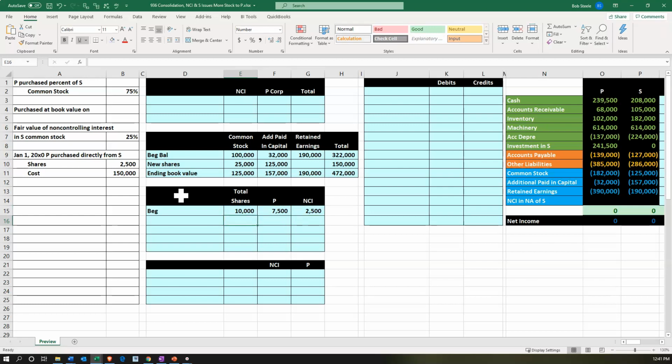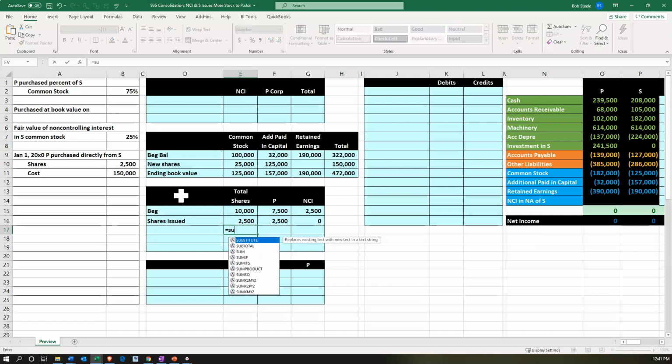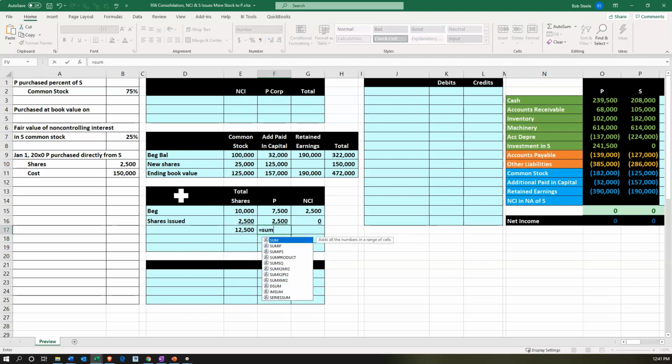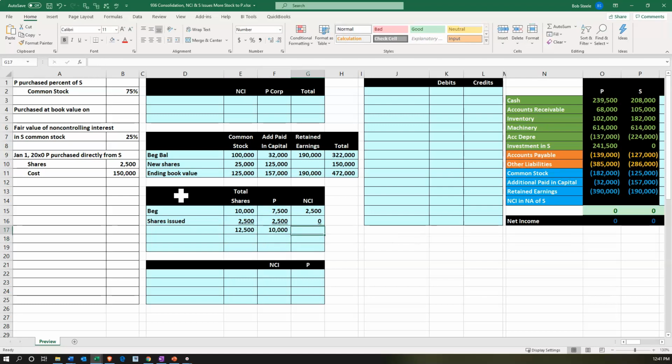And then we're going to say, all right, then the new shares were issued. Shares issued. So this is going to increase the total number of shares that are out there, which is now 2,500 that were issued. They all went to P. Therefore, 0 went to the non-controlling interest, or you can say, this minus this, nothing went to the non-controlling interest. So now we've got the totals then, if we sum this up, total shares outstanding, 12,500. P now holds on to the 10,000 shares, and the non-controlling interest now has the 2,500 shares.